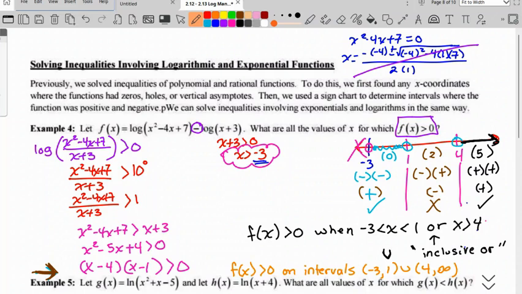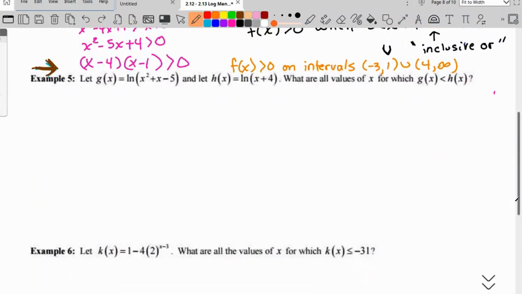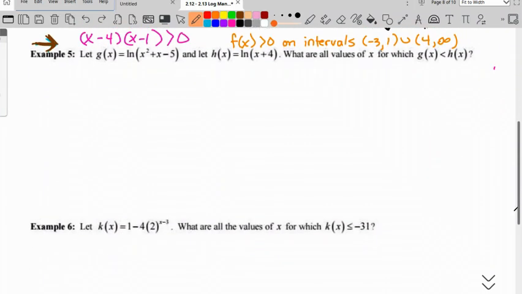I say let's try another one of those, right? Because it was a little bit harder. So let's go ahead and try the one right underneath. Let's try number 5. Let g of x equal the natural log of x squared plus x minus 5, and let h of x equal the natural log of x plus 4. What are the values of x for which g of x is less than h of x?